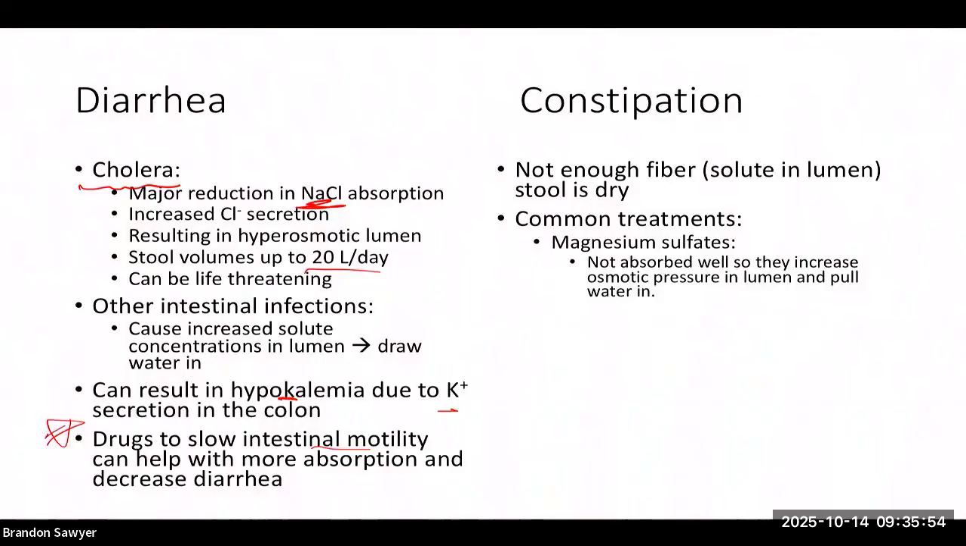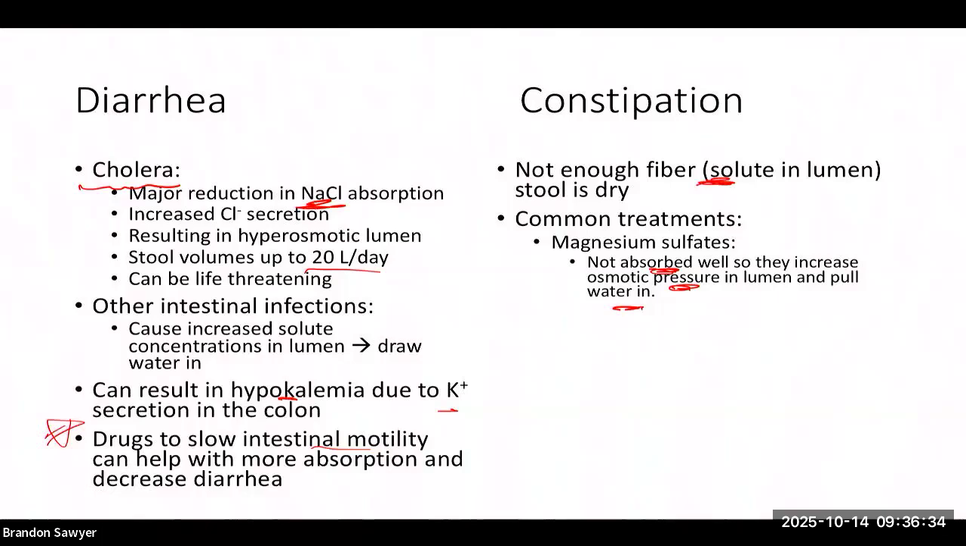Constipation is just the other side of things, right? When there's not enough solutes in the lumen of the intestine, the stool gets dried up because water doesn't get pulled in with it, right? And so the common treatments would be things we put into our GI tract that create osmotic pressure, right? Magnesium sulfates are some of the real common ways to do that. We don't absorb that, right? It increases osmotic pressure and pulls water in with it. And then obviously just adding more fiber to the diet creates that osmotic pressure and pulls the water in. So, questions about those at all?